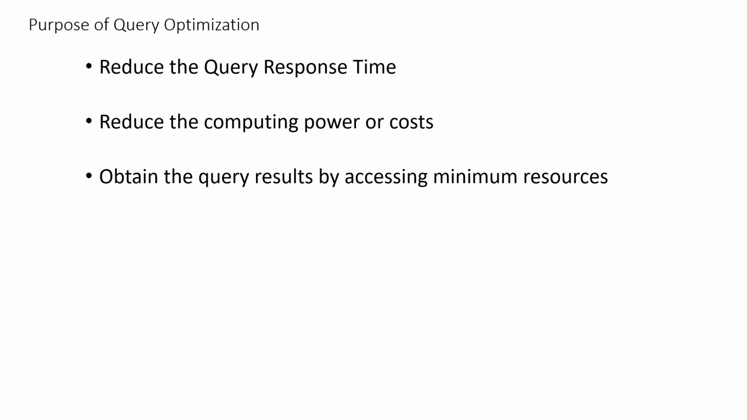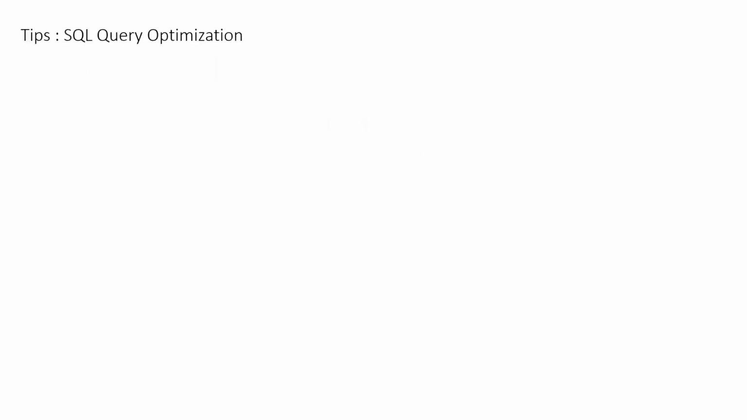The other thing that query optimization normally targets is this: if you have a number of tables or data resources in your database, your queries should be written in such a way that a minimal amount of resources is utilized to get to where you want to be. This is another objective that query optimization normally tries to achieve. So now let's look at some of the tips.